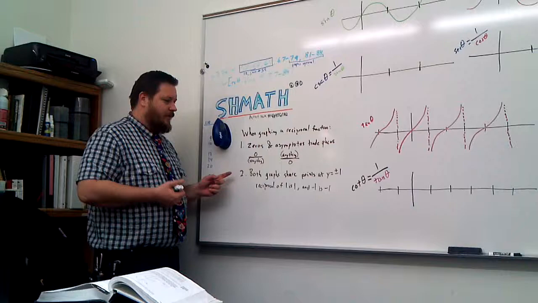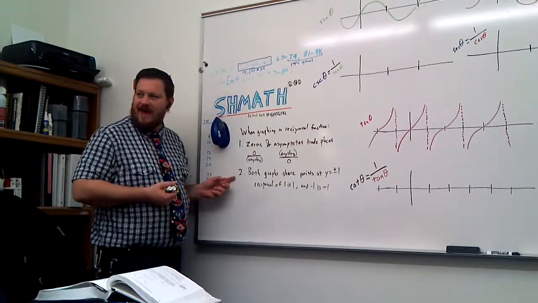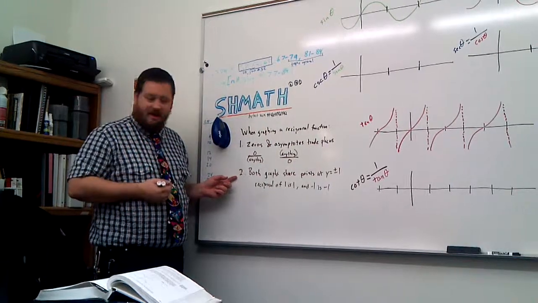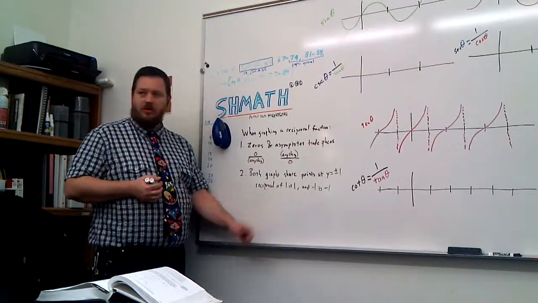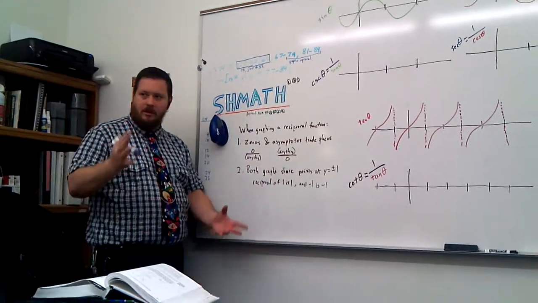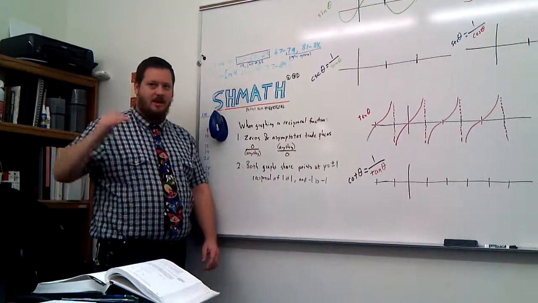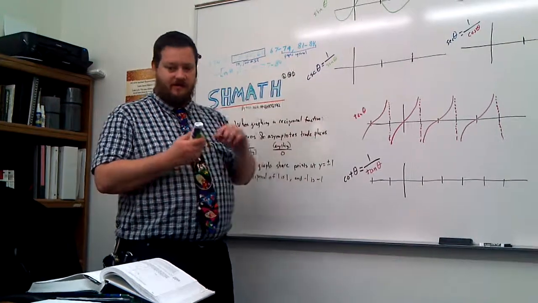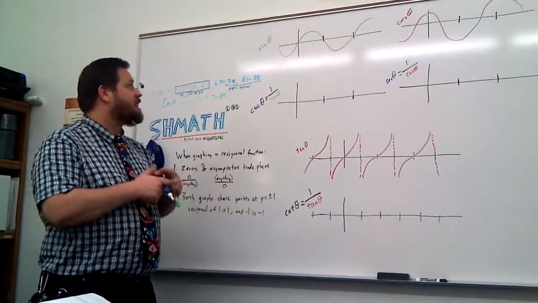Then the other thing is, both graphs share points at 1 and -1, vertically on the y-axis. Because what's the reciprocal of 1? 1. What's the reciprocal of -1? -1. So what we do is we look for these points, these characteristics.